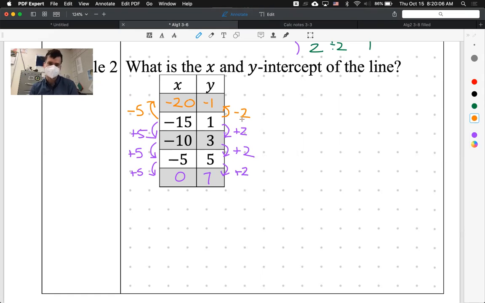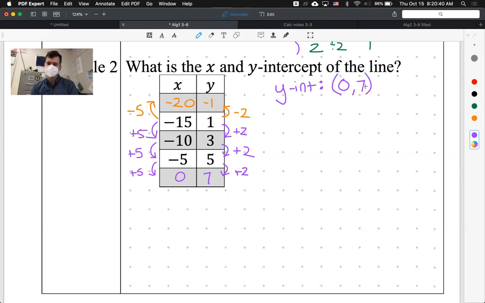One of these is 0, 7, so that's clearly an intercept. Which intercept is it? Who has not participated? We can either call on Braden, Alden, Haiti, or Carlos. Yeah, Alden. 0, 7 is the y-intercept. Why? Because the x coordinate is 0. Perfect. I love the explanation.